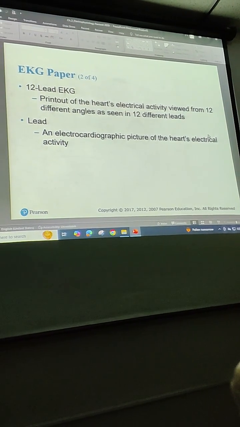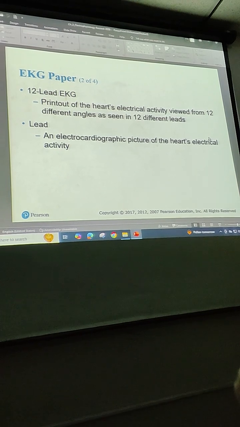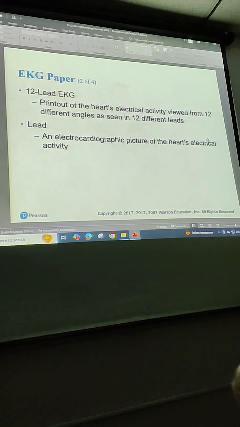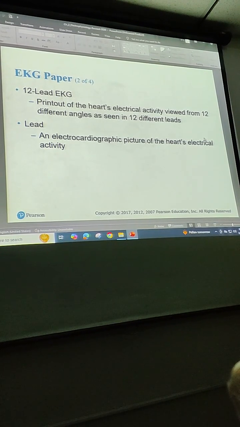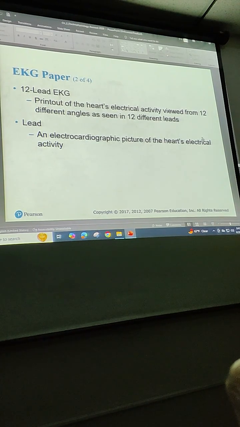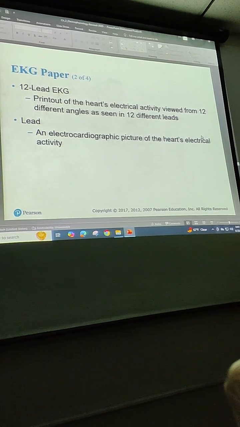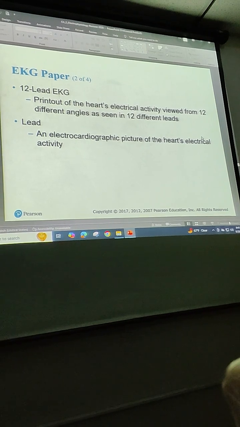No, there are 10. Now, you might say, well, wait a minute. We're going to see 12 different areas of the heart, but why do you place just 10 electrodes? Because some of these cameras are going to overlap. They are checking the same area, but from a different point of view. So we will see that later.